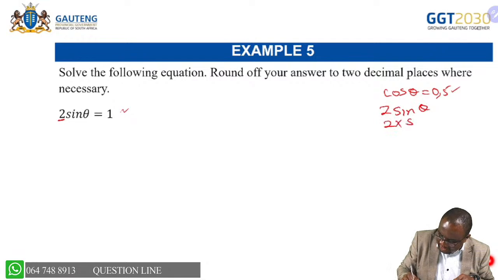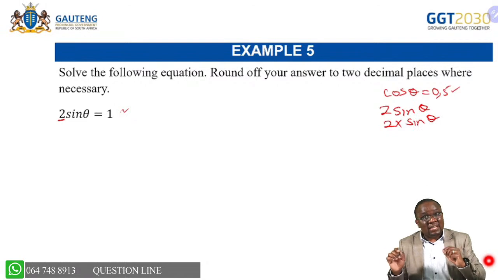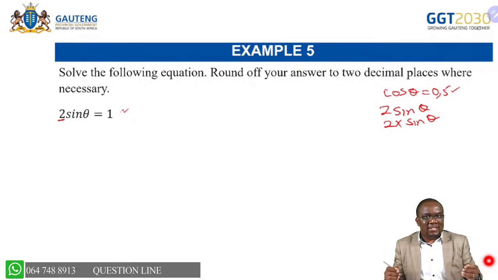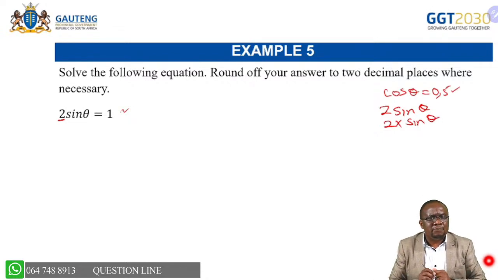We mustn't say "times" between sine and theta. Right, 2 times sine theta. Now we're solving an equation, so we do the inverse operation. What is the inverse of multiplying?